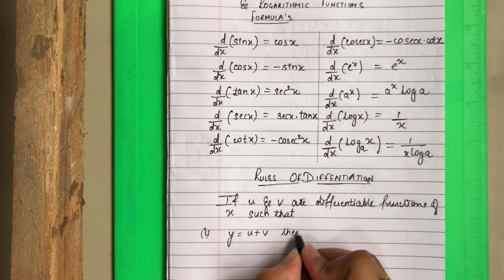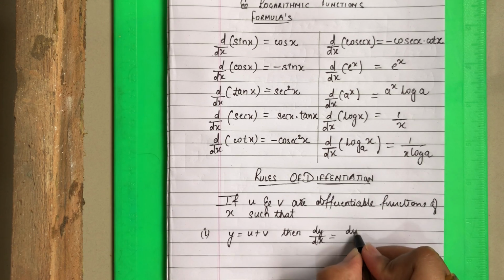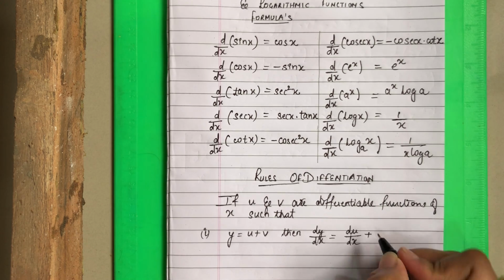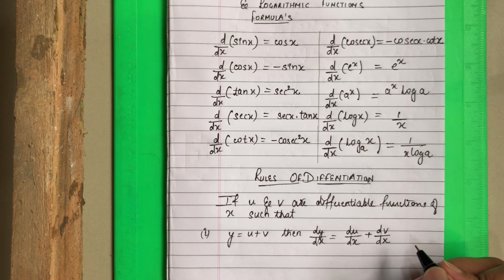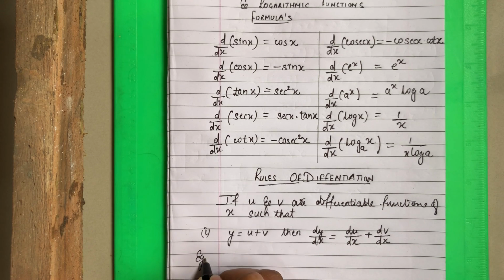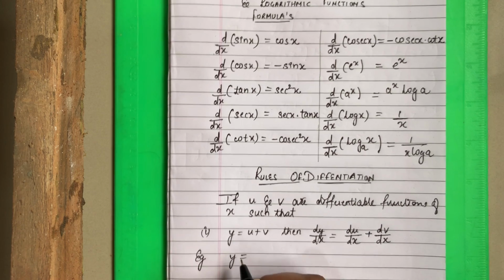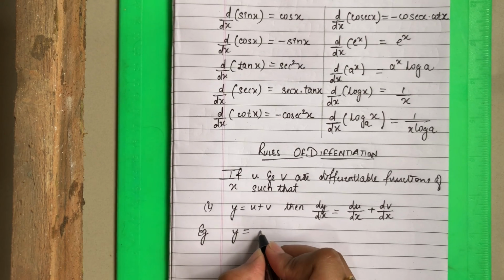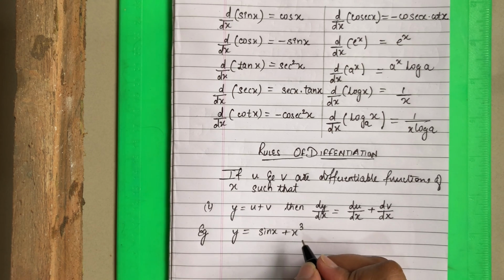Then dy by dx is always equal to du by dx plus dv by dx. This is our first rule. I'll explain it better by taking an example. Suppose we take an example, y is equal to sin x plus x cube.